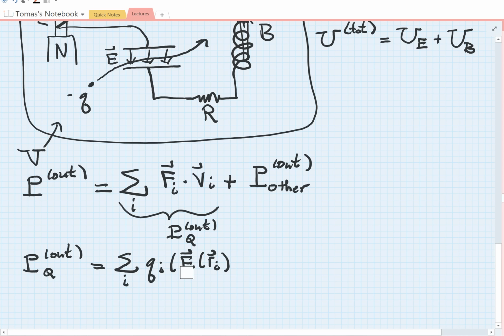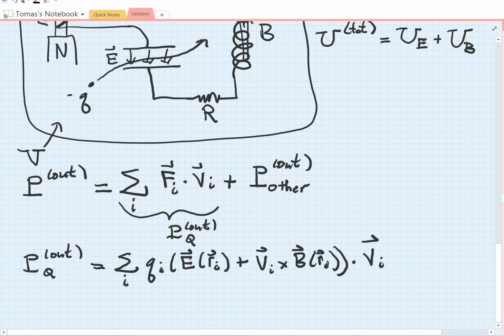Of course, next we have to add on the magnetic force, which goes like Qi times Vi cross the magnetic field at the location of that particle. And then this whole force that we've just calculated has to be dotted with the velocity of the particles, dot Vi, like so.